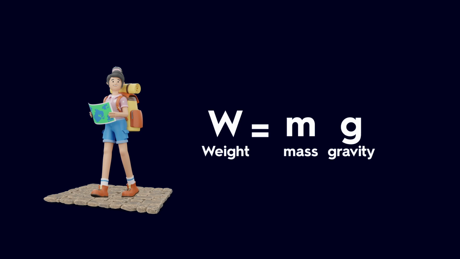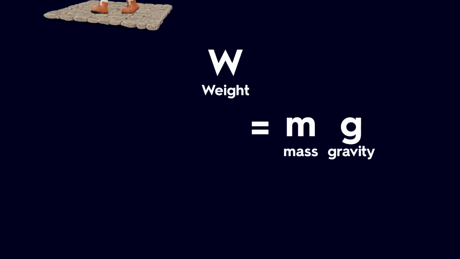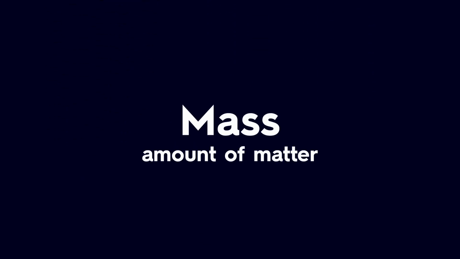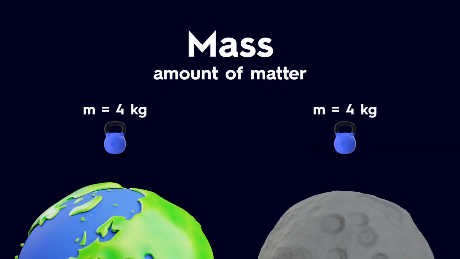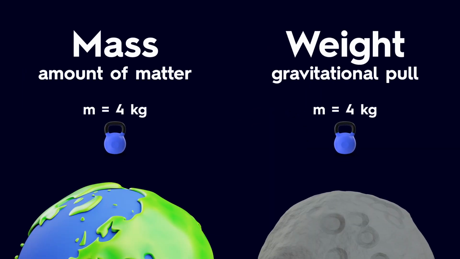Now, to truly understand that, we need to separate mass and weight. Mass is how much matter is in an object. It stays the same wherever you go. Weight, on the other hand, is the gravitational pull on that mass, so it changes if g changes. We measure mass in kilograms and weight in newtons.